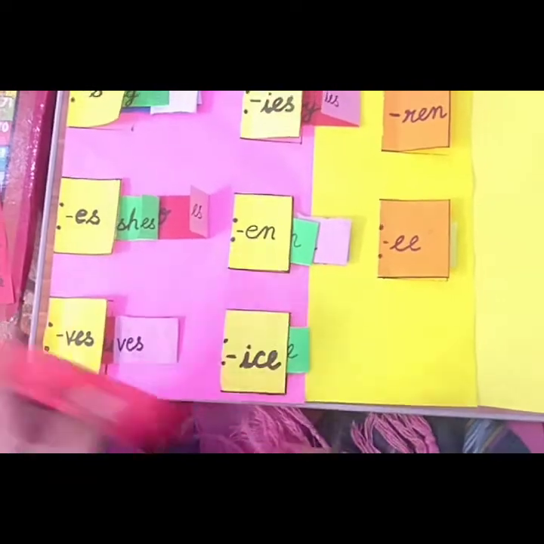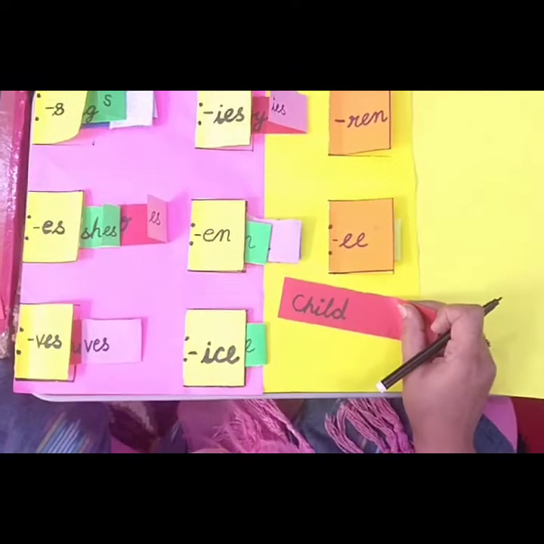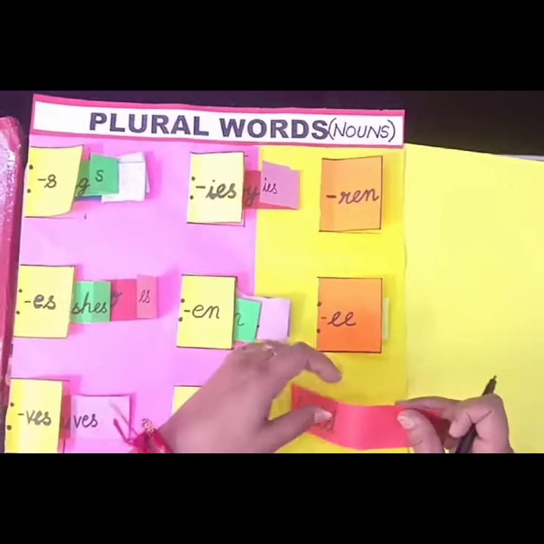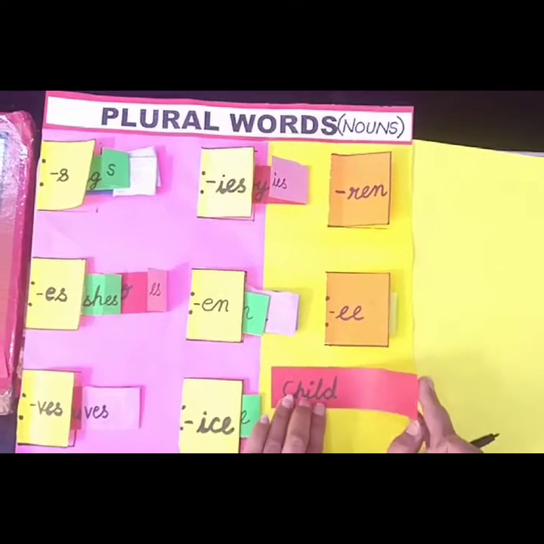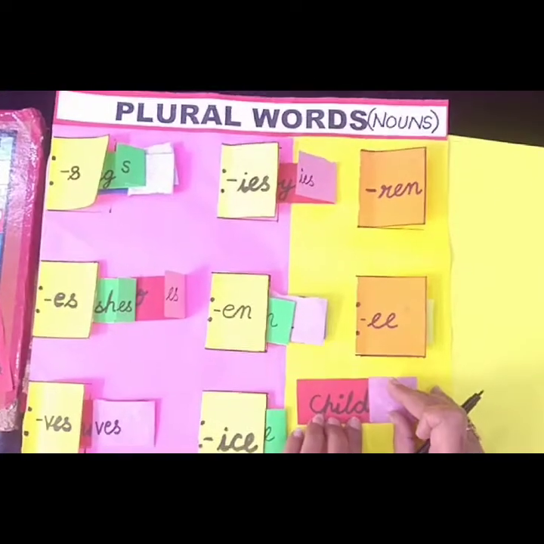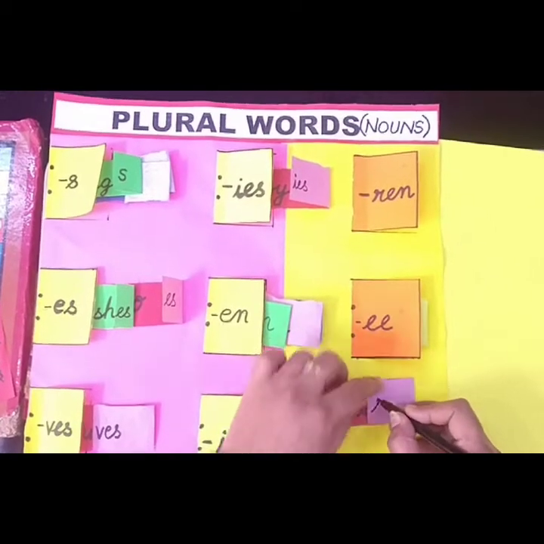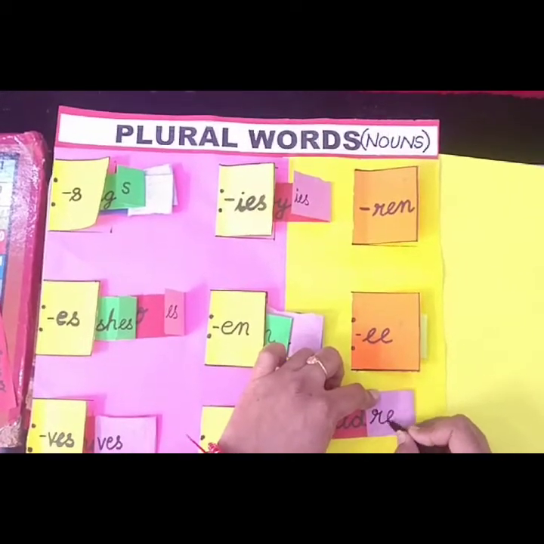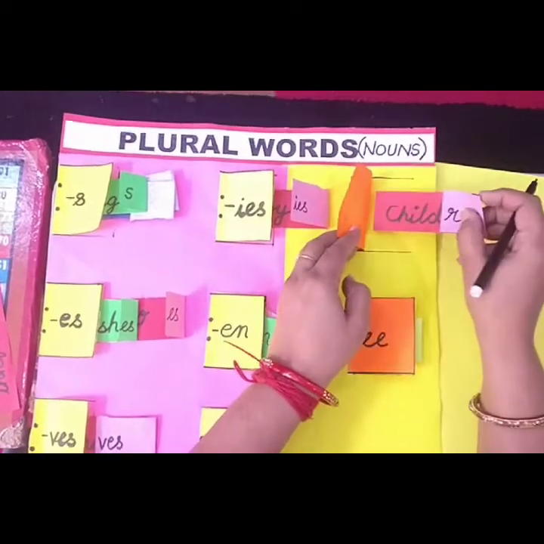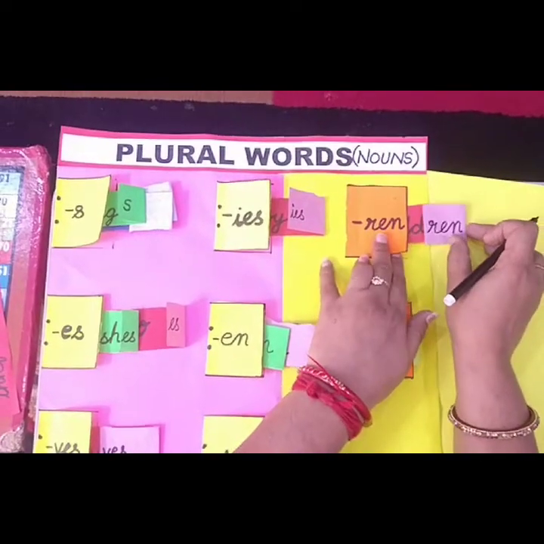Now I took the word child. So what is the plural of child? A single child is one child. Now what is the plural? There are a number of children. So what do I have to write? Children. It will not be childs. It will be children. So here again I don't need to hide any word. I have to add the suffix ren. So child will become children. So I will place this chit under the book cover children.